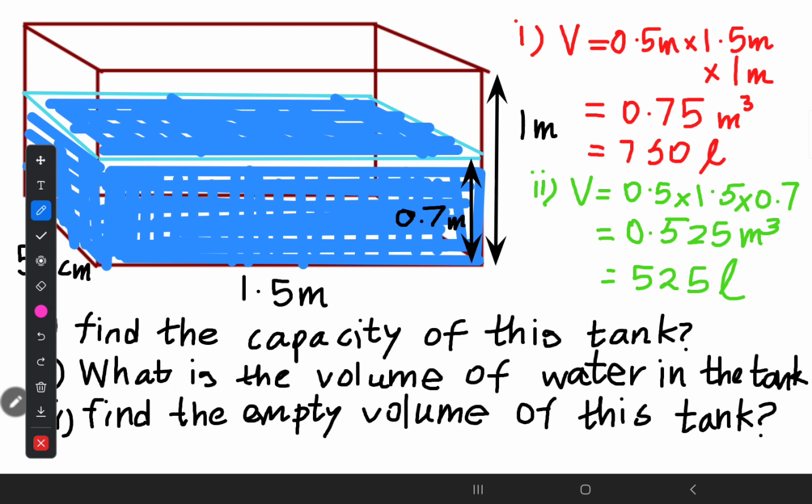Then for the final one, the empty volume of this tank: from 750 liters, when you subtract 525 liters, we will have 225 liters, or 0.225 cubic meters. That is the empty volume of this tank in cubic meter or liter measurements.